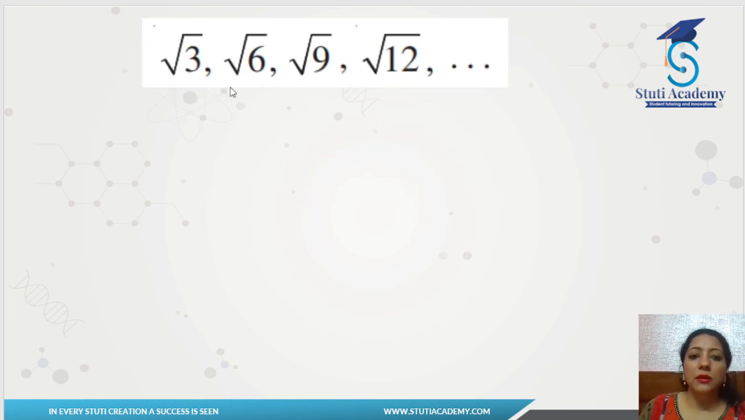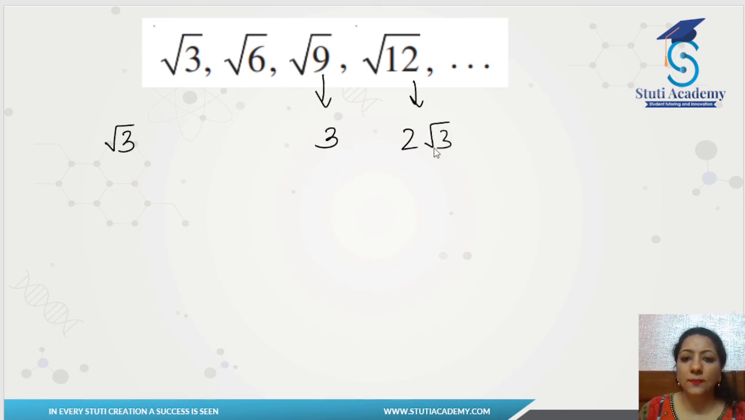Now coming to this one, we have root 3, root 6, root 9, root 12. So root 3 cannot be simplified further. Let us simplify this. This is 3, this is 2 root 3 and this is root 6. So it's very clear we are not adding the same number every time. Isn't it? So it is not an arithmetic progression since we don't have any common difference here.